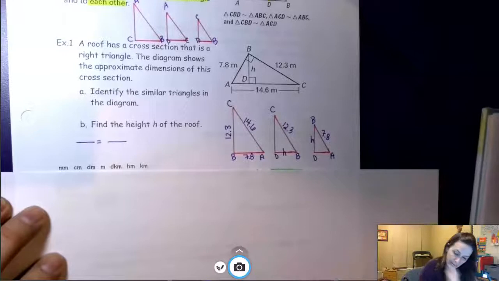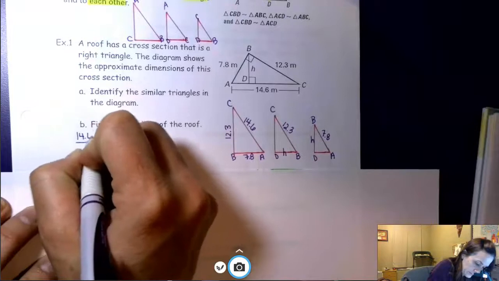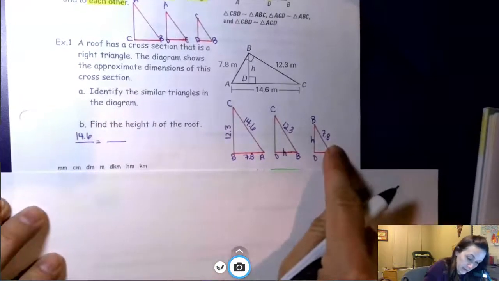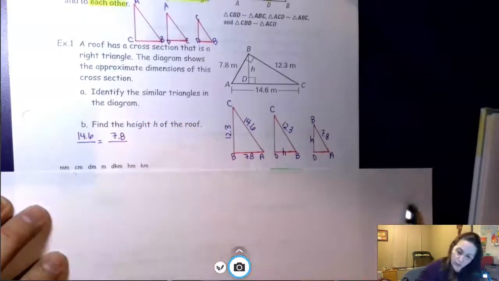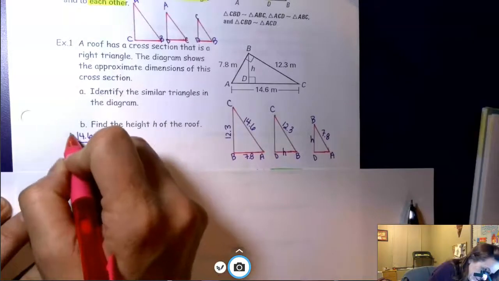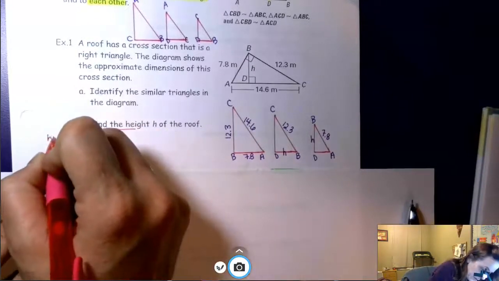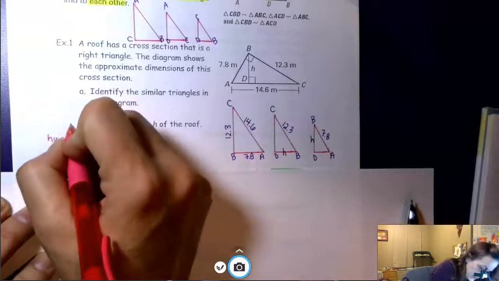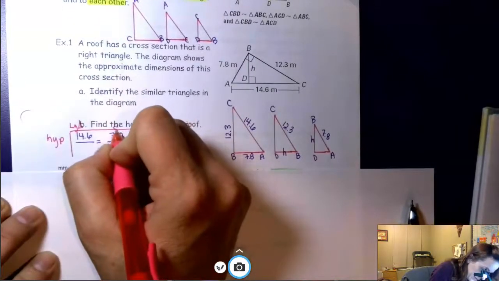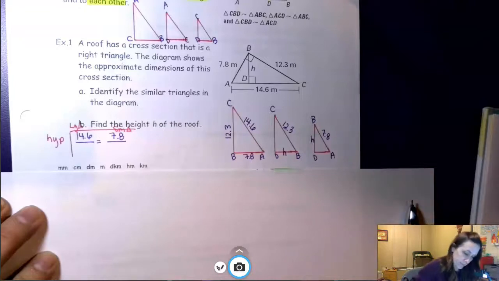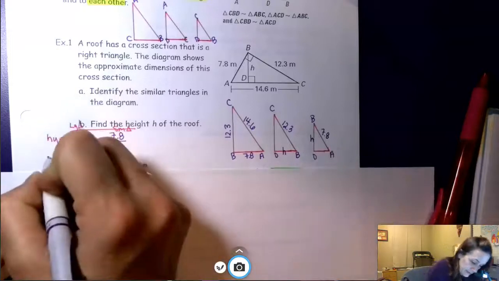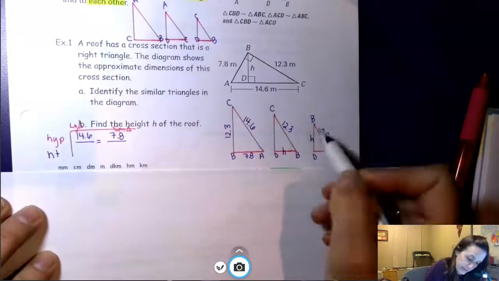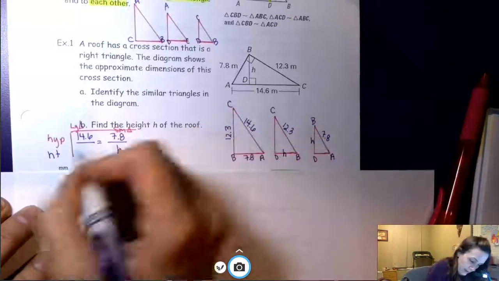I'm going to do the small because it's a smaller number. So on the larger one, I know the 14.6. And the hypotenuse of the smallest one is 7.8. So if I were making a chart around this to make sure that I was consistent, I would go ahead and say that I'm putting the hypotenuse on the top. This is my largest triangle, and this is my small triangle. I can decide then if I'm using the small triangle, I'm doing the height. So the height is H of the small triangle and 12.3 of the large triangle.